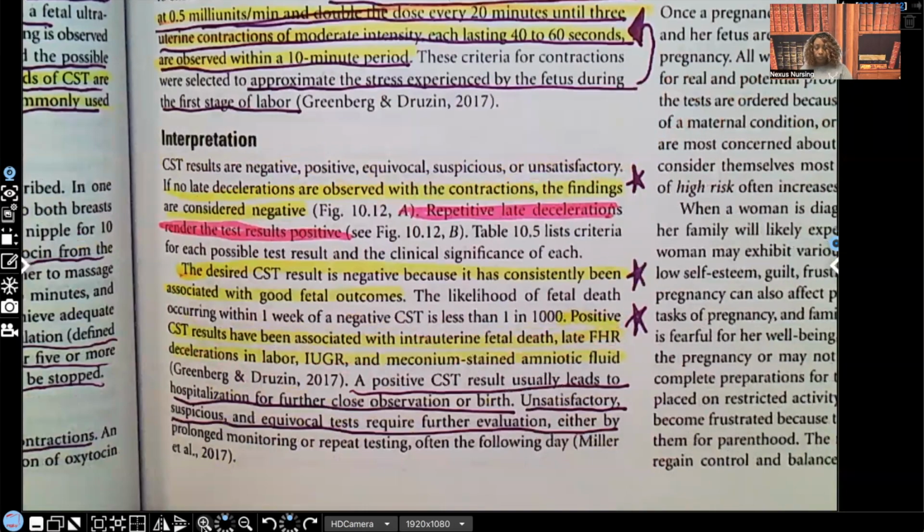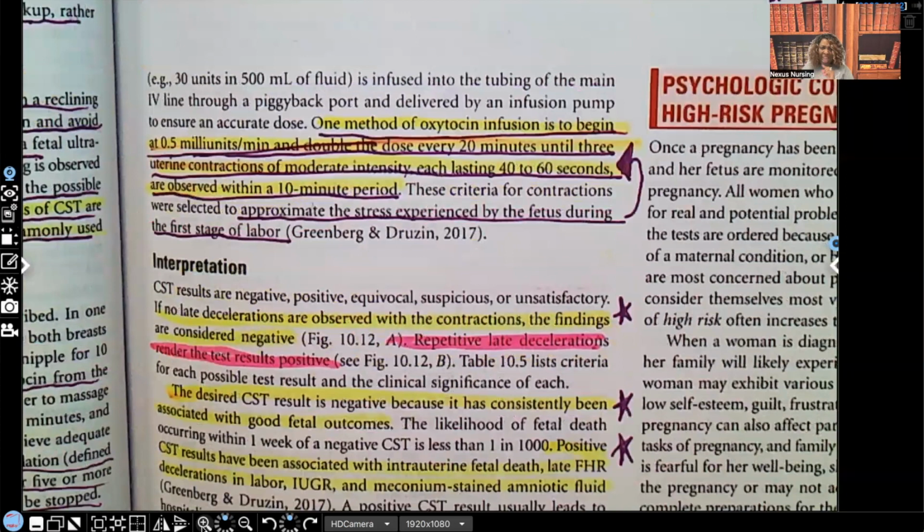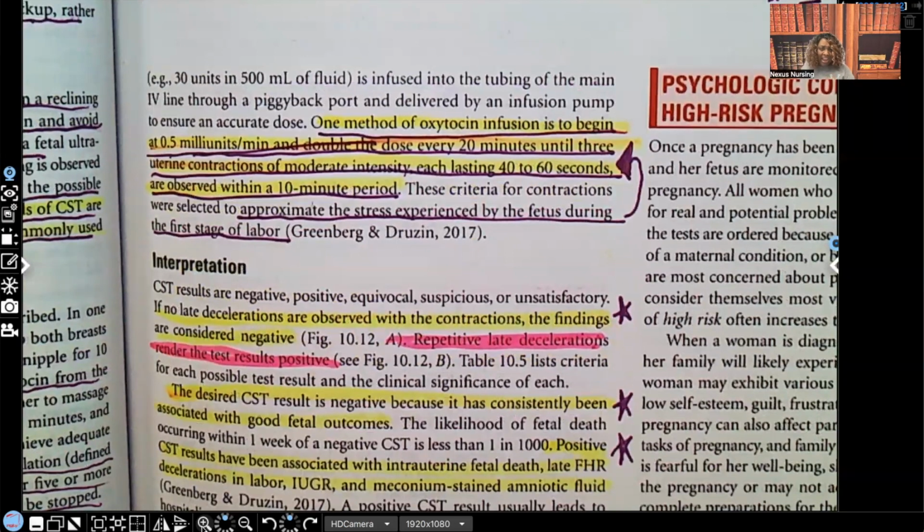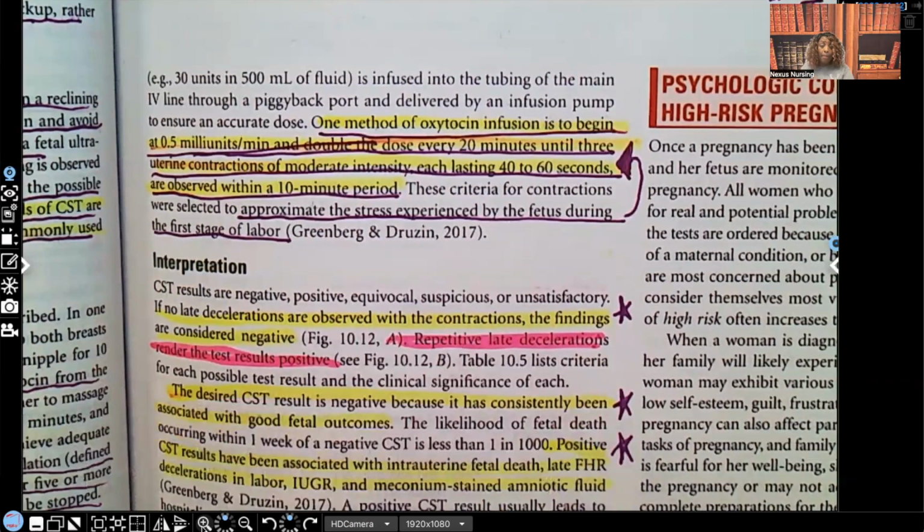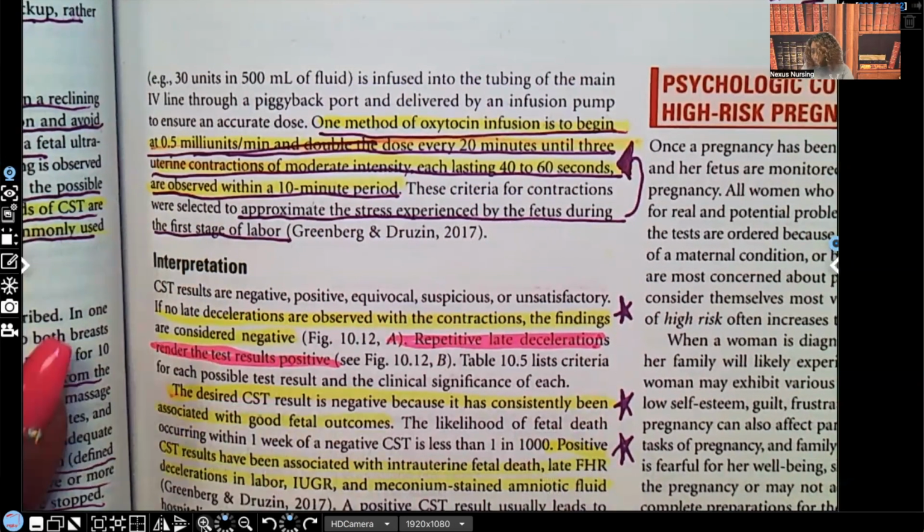Interpretation. By the way, guys, everything you see that I highlighted, that I underlined, and especially there's a star next to it, make sure you know it for your test, okay?